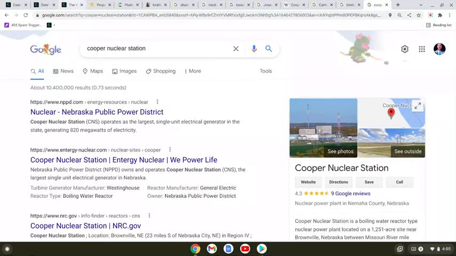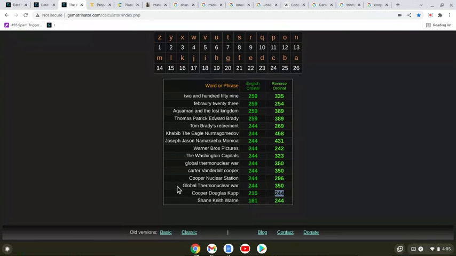And just watch the gematria, guys. What is Cooper Nuclear Station? In standard English, it's 244, just like Cooper Kupp, except Cooper Kupp is reverse 244, and Shane Keith Warren is reverse 44. Guys, what's global thermonuclear war? It's 244, guys.